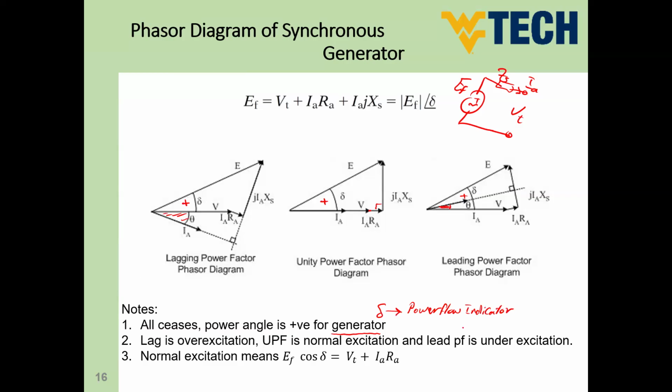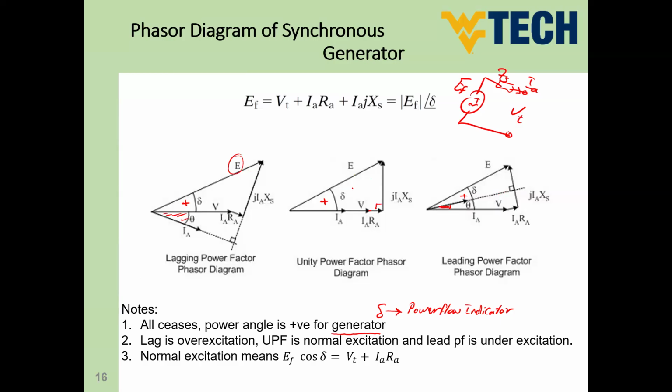If delta is positive, the machine is going to work as a generator. If delta is negative, the machine is going to work as a motor. Later on, when we derive the phasor diagram of the synchronous motor, you will find that for all cases of synchronous motor power factor, the power angle delta is going to be negative. Okay, so this is the first note. A second thing here is for the induced voltage. If you compare the magnitude of the induced volt in the three vectors, you would find that in the lagging power factor case, E is the largest.